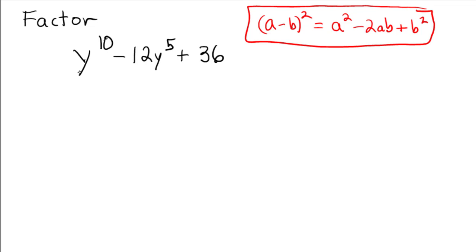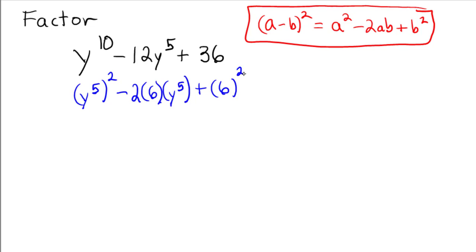Well, with the y to the 10th, I'm going to rewrite that as (y to the 5th) squared. With the 12, I want a 2 in the middle, so I'll put a 2, and that would have to then be multiplied by a 6 to create the 12, and then we'd have a y to the 5th. And then on the end there we have a 36, which is exactly a 6 squared. So you can see how the role of a in the formula is being played by y to the 5th, the b is being played by 6.